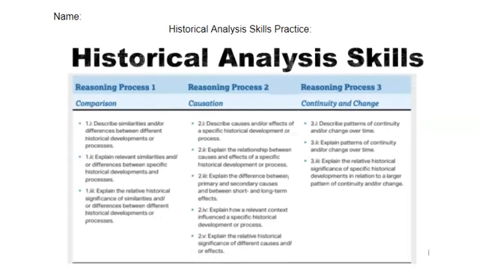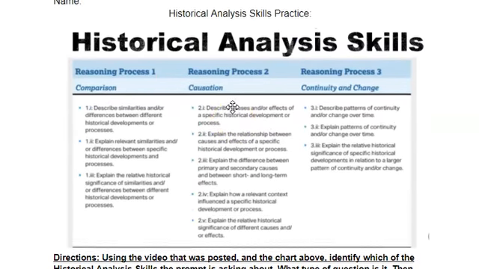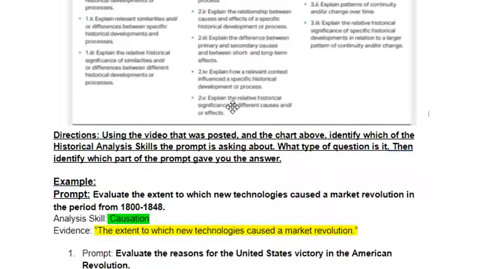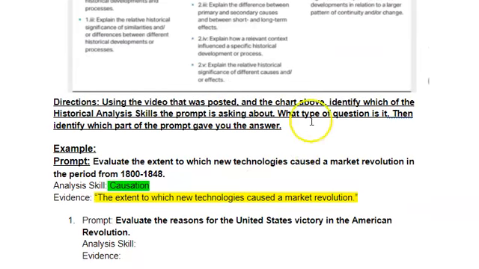Now, I gave you the chart from the slide. I gave it to you already so you can reference it. And now here are the directions and an example that I provided. So you're going to use the video that you're watching right now and the chart. And then you're going to identify which historical analysis skill or thinking skill is in the prompts below. I gave you 5 prompts to read the prompt and decide which skill we're using and then why. So then you're going to identify which part of the prompt gave you that answer. This is the only time I'm going to have you directly quote something. We don't direct quote in history except this one time.